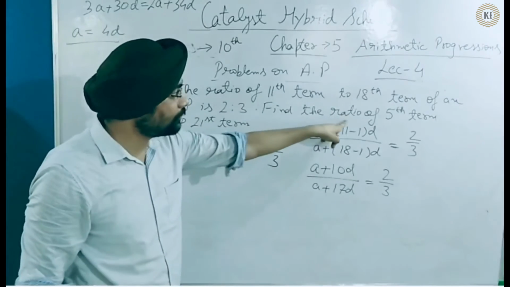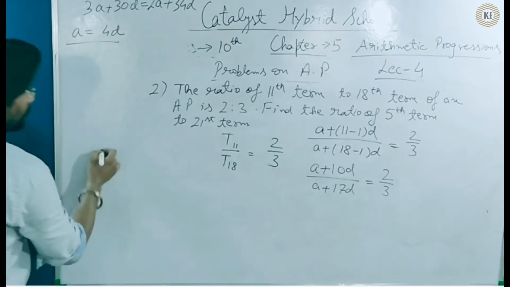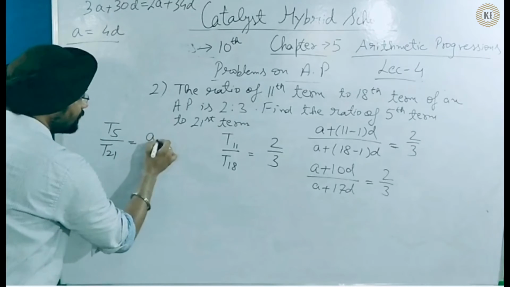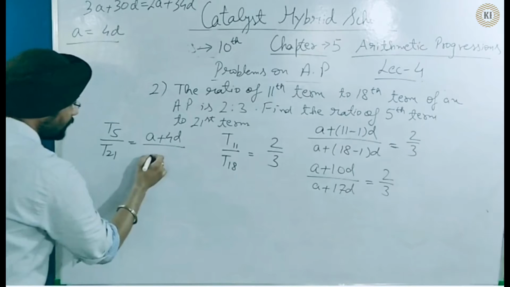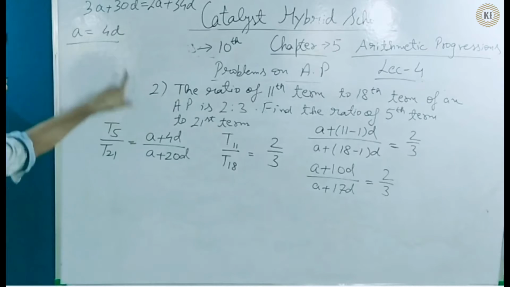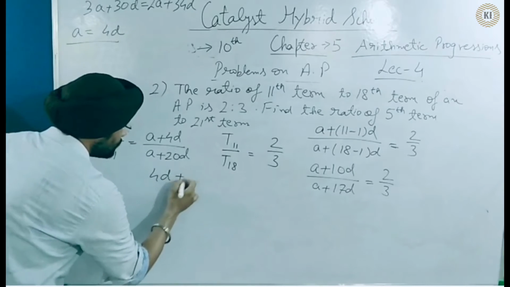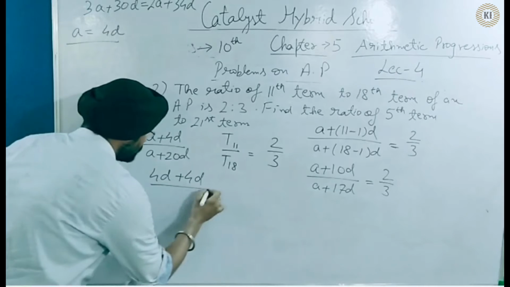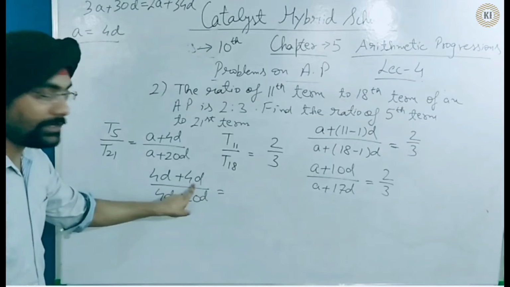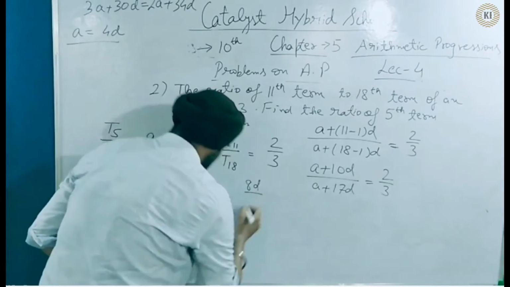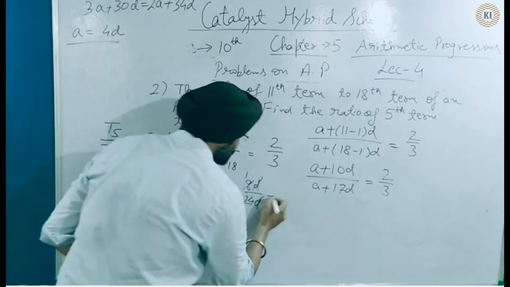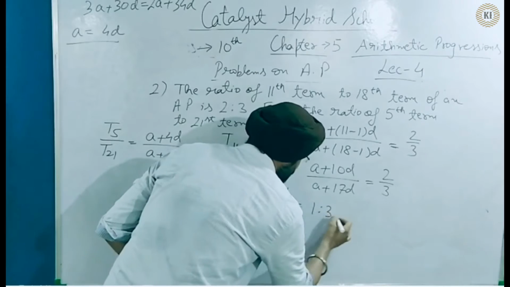Now find the ratio of the 5th term to the 21st term. We have to calculate the 5th term upon the 21st term. So the 5th term is a plus 4d and the 21st term will be a plus 20d. So in place of a, we can write 4d. So 4d plus 4d upon 4d plus 20d. So 4d plus 4d will be equal to 8d and 4 plus 20 will be 24d. D and D cancel, 8 ones are 8, 8 threes are 24, so 1/3, or you can write 1:3, and that will be the answer.